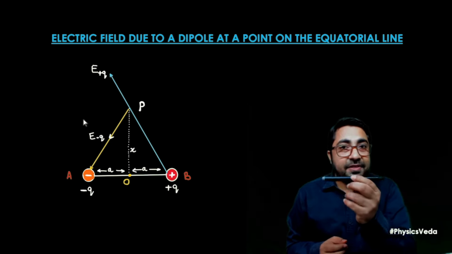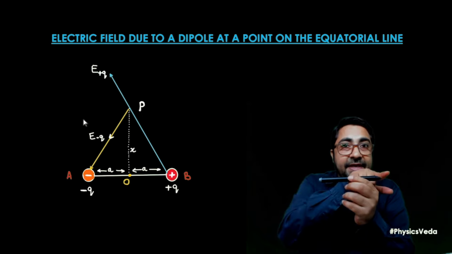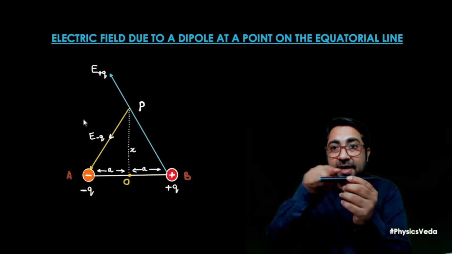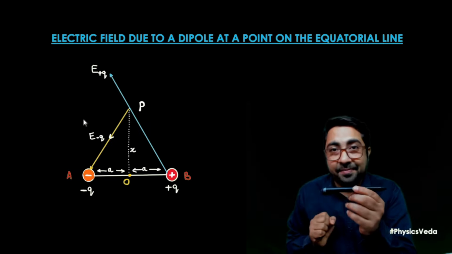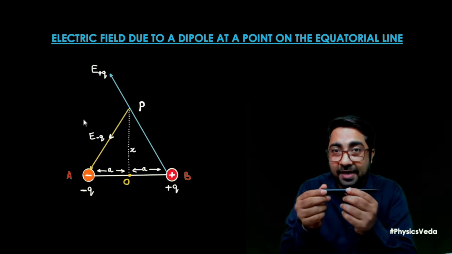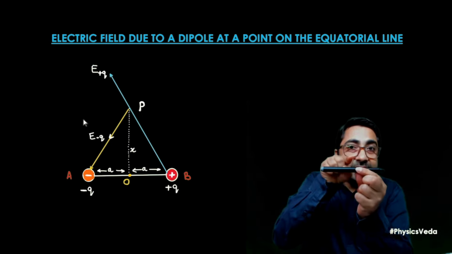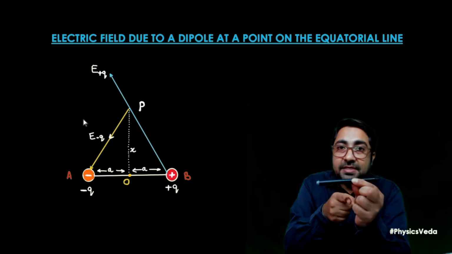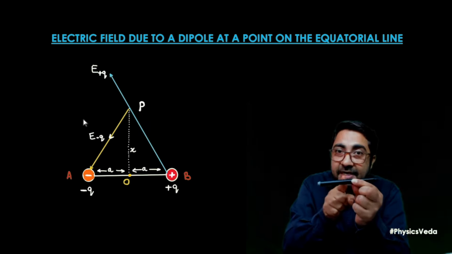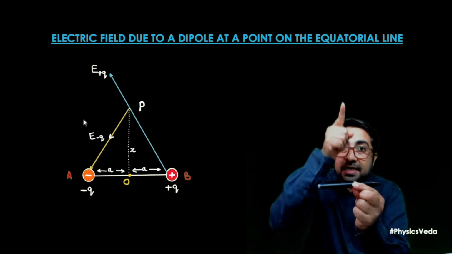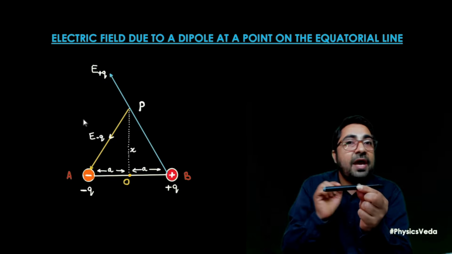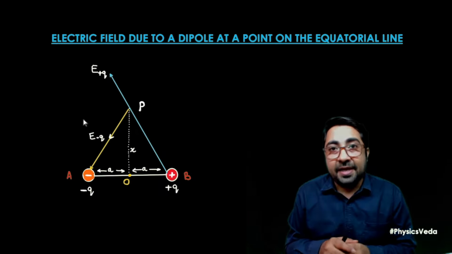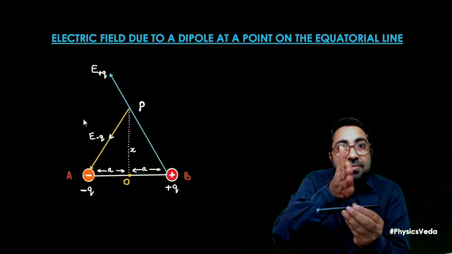For example, if this is an electrical dipole, this is the negative charge and this is the positive charge, and the line which passes through the axis of the dipole is called the axial line. But what is the equatorial line here? If this is the center of the dipole and I draw a line that passes through the center of the dipole as well as is perpendicular to the axis of the dipole, then this line is known as the equatorial line and the plane is called the equatorial plane.